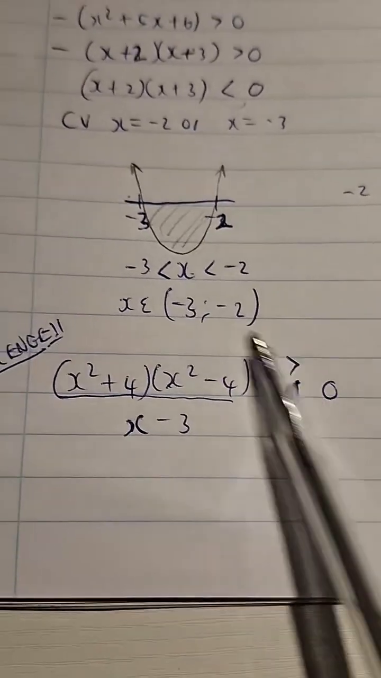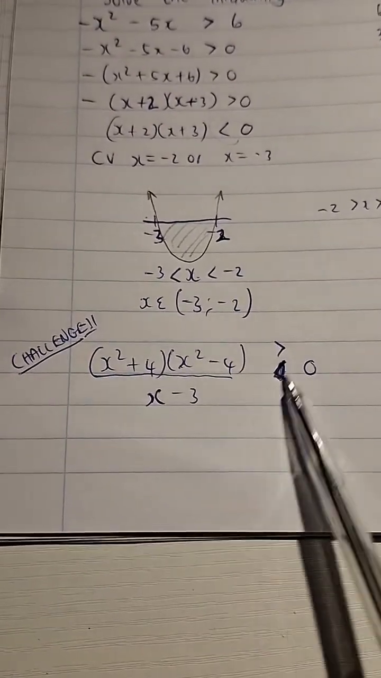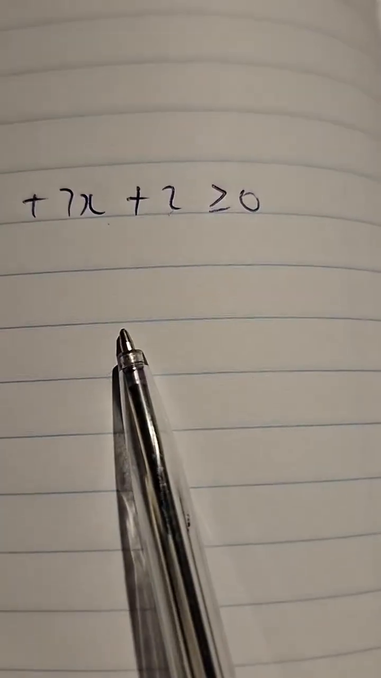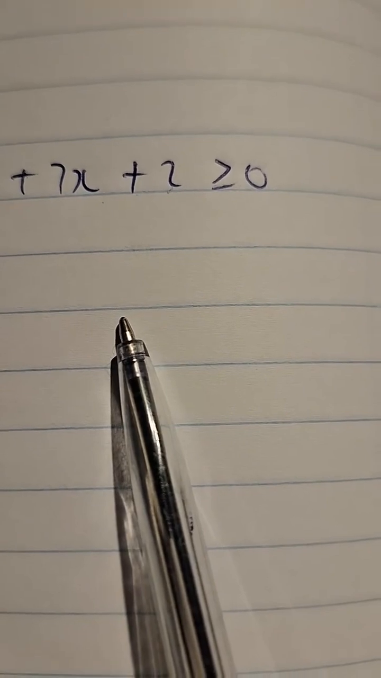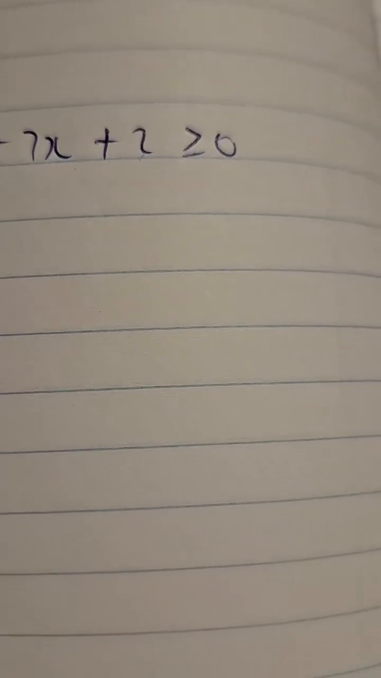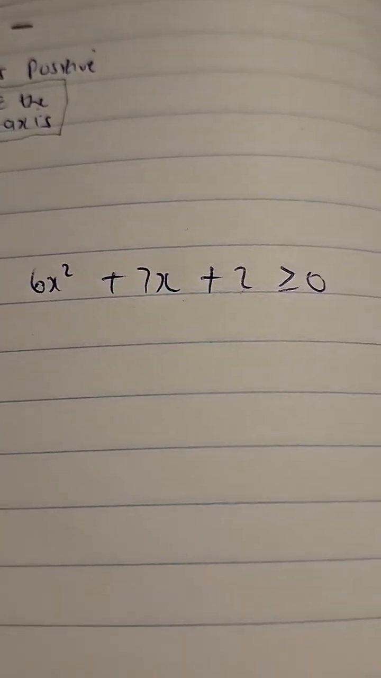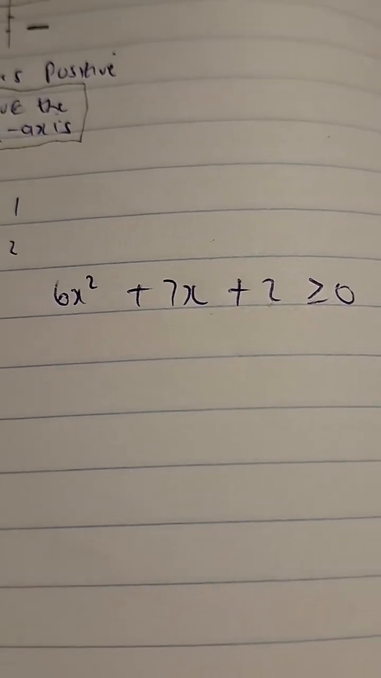Okay, so this was the challenge question that my last guest posted up. And all I want us to do now is do this one. Remember guys, I can try do the challenge question with you. You can try. Okay, so let's look at this one: 6x squared plus 7x plus 2.